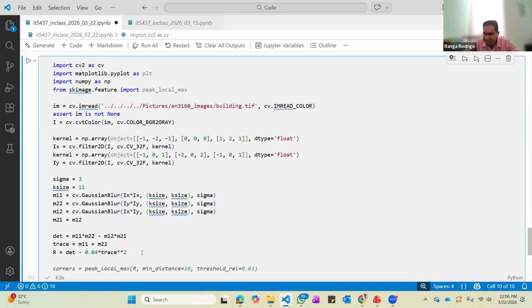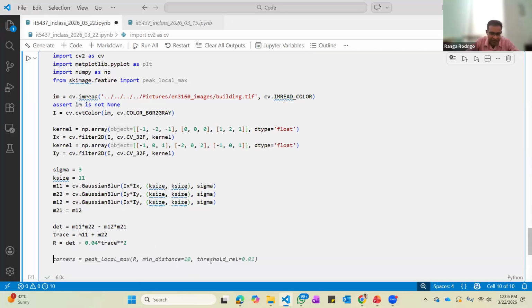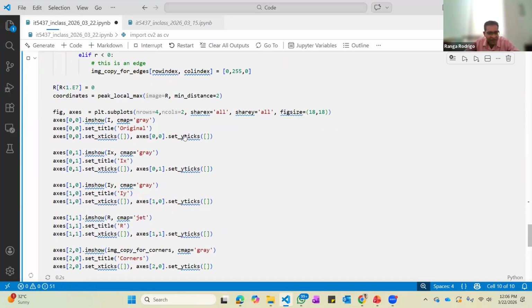Now there are some annoying things where we have to detect the peaks and all sorts of things. For that, I will not spend time right now. I will copy the code, so the important parts are done. So this is the displaying part. I'll show that directly.